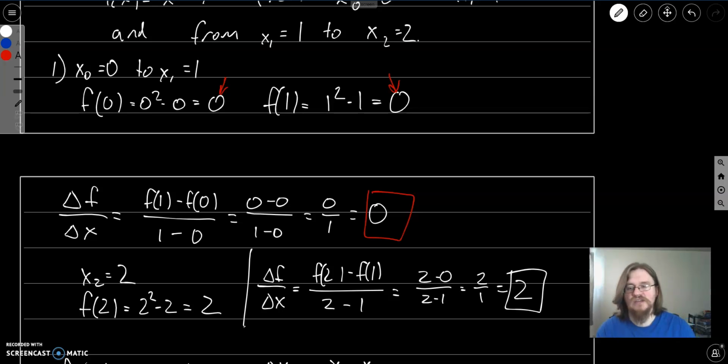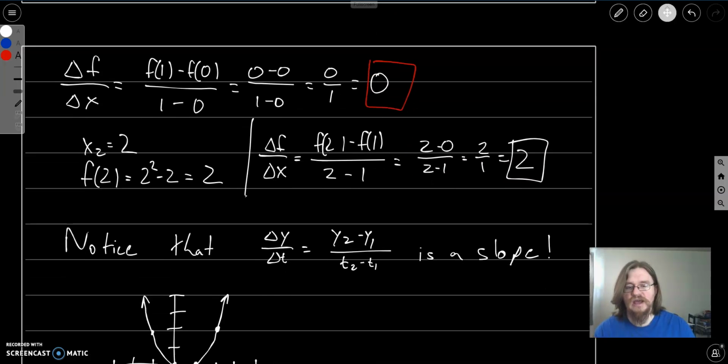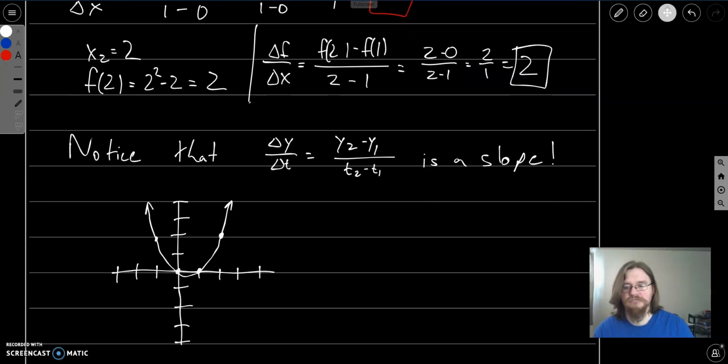So the average rate of change in our function from 0 to 1 is as if it didn't move. On average, it didn't move, but it could have wiggled a lot in between. From 1 to 2, though, it did increase by 2. So what I want to do is draw a picture, and I'll point something out here.